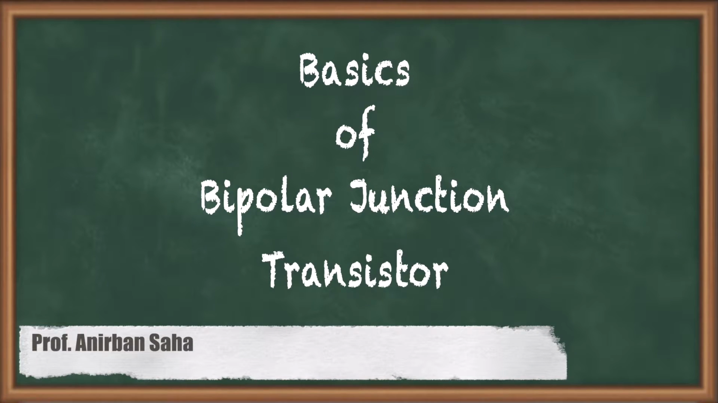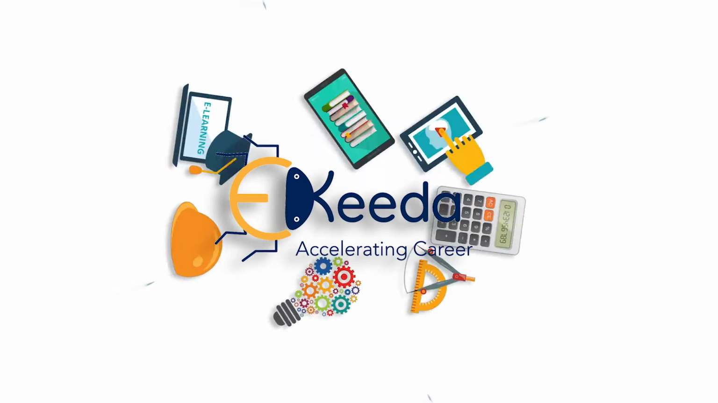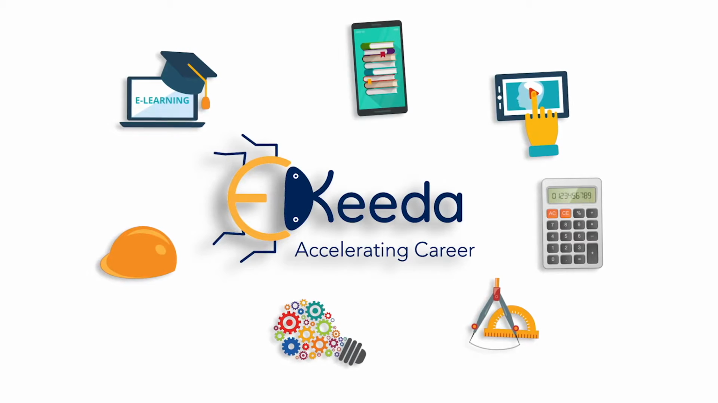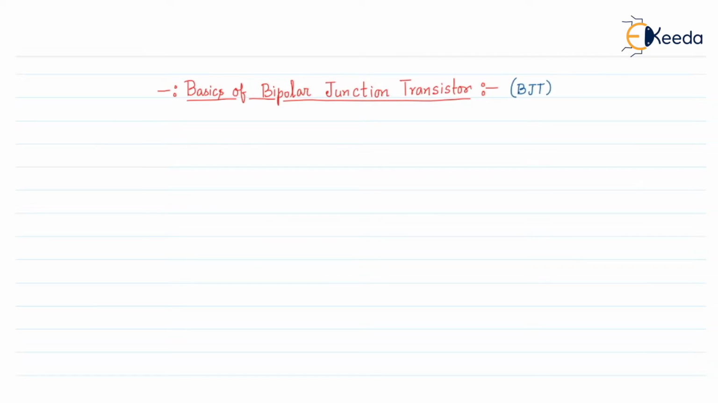Hello friends, in this video we are going to discuss the bipolar junction transistor basics. This bipolar junction transistor is generally denoted as BJT, and BJT means bipolar junction transistor.